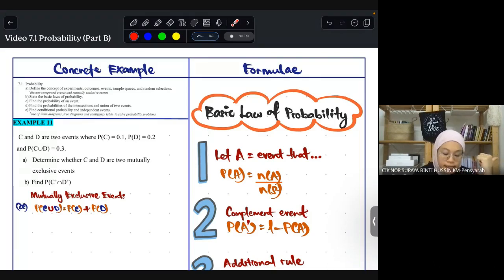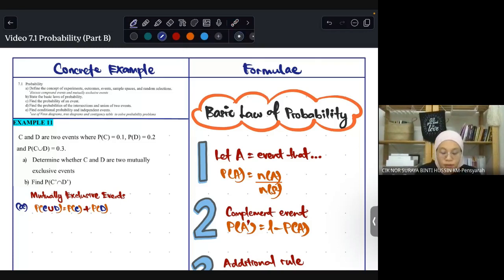Read the question. C and D are two events where the probability of C is 0.1, the probability of D is 0.2, and the probability of C union D is equal to 0.3. These are the information given to us. Determine whether C and D are two mutually exclusive events. I will start with the concrete example first. I will tell you how from this concrete example you can know it is mutually exclusive.